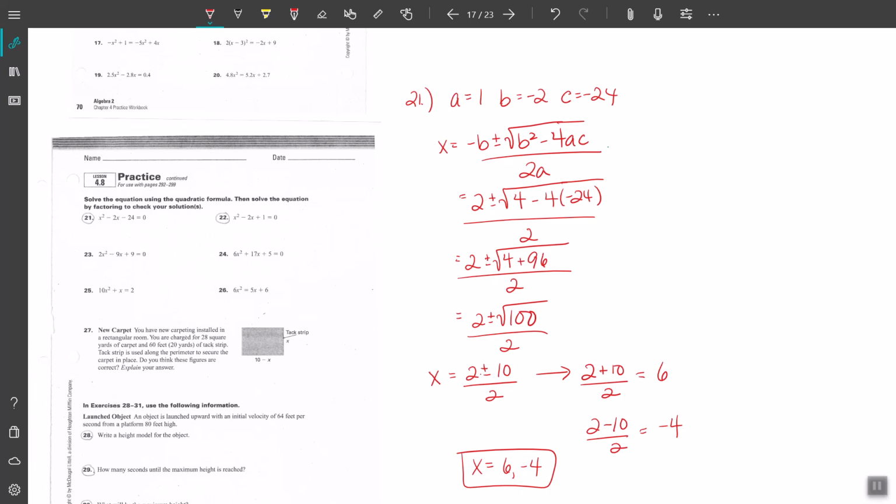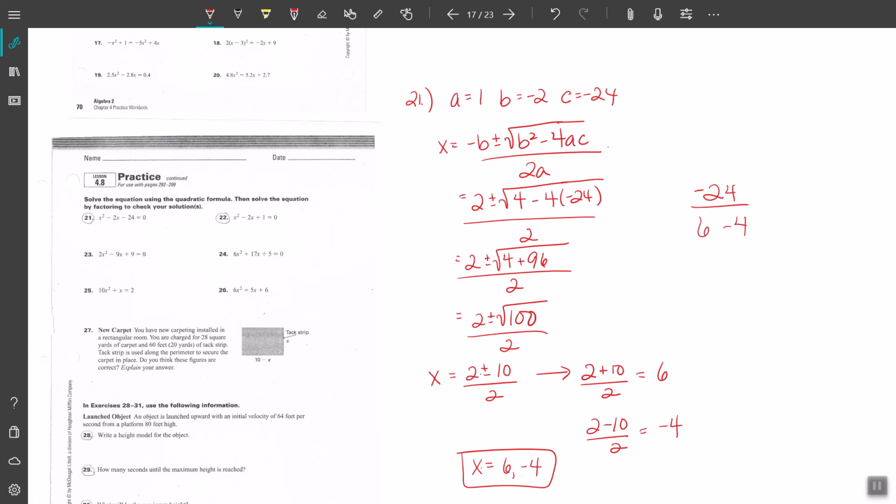Now, we're going to use the same problem, but we're going to factor. So if you go and look at 21, we have an a of 1, which is nice. So we're looking for factors of negative 24 that will add to 2. All right, so we're going to start here with 6 and negative 4 because that's what we got. We're really just double checking to make sure that we used the quadratic formula correctly. So we can see that 6 and negative 4, they will multiply to negative 24. They will add to our b value of negative 2 over here.